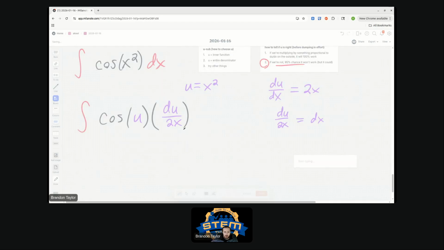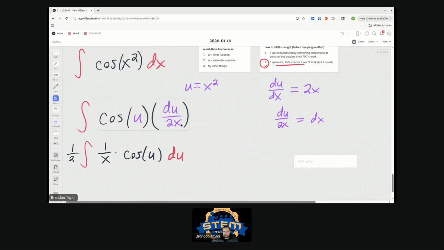Uh-oh, now this x doesn't cancel out with another x. That's the problem. So what are we going to have? The 1/2 is fine. That's not a problem. The 1 over x is the problem. We're stuck.